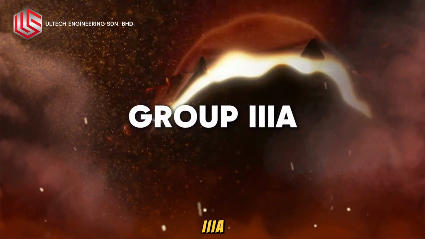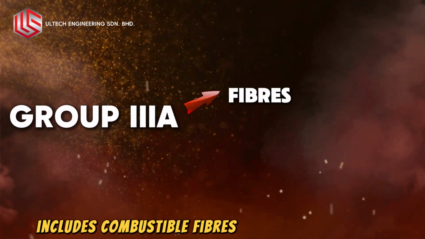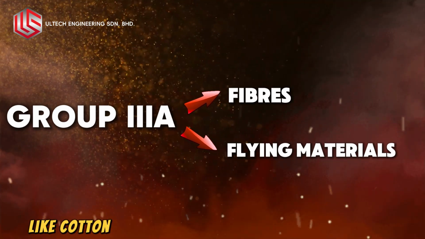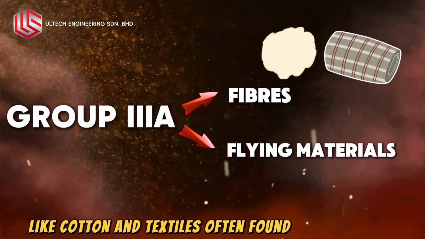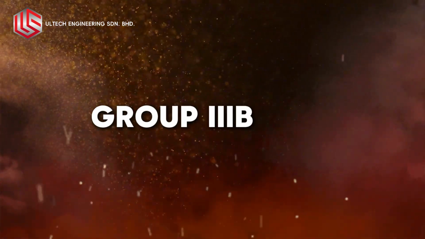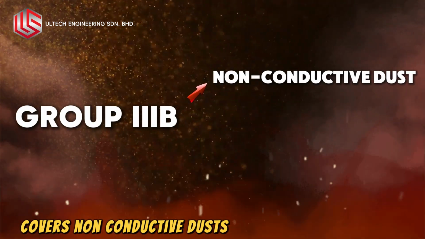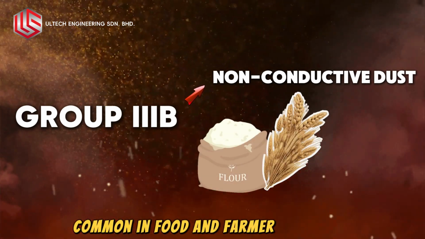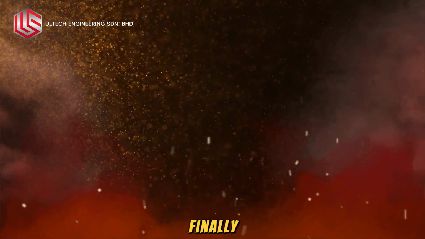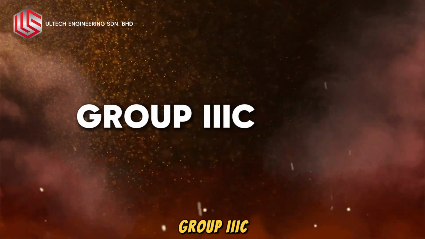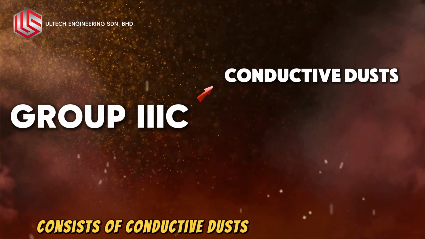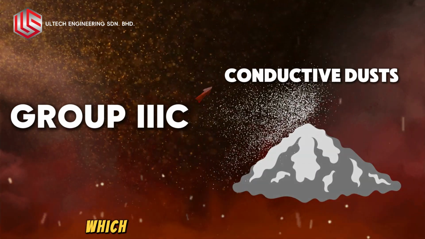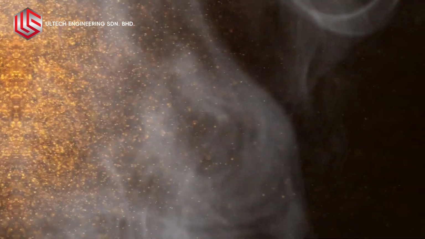Group 3A includes combustible fibers and flying materials, like cotton and textiles, often found in agriculture. Group 3B covers non-conductive dusts, such as flour and grain, common in food and pharma industries. Finally, Group 3C consists of conductive dusts, like metal powders, which can cause electrical hazards.